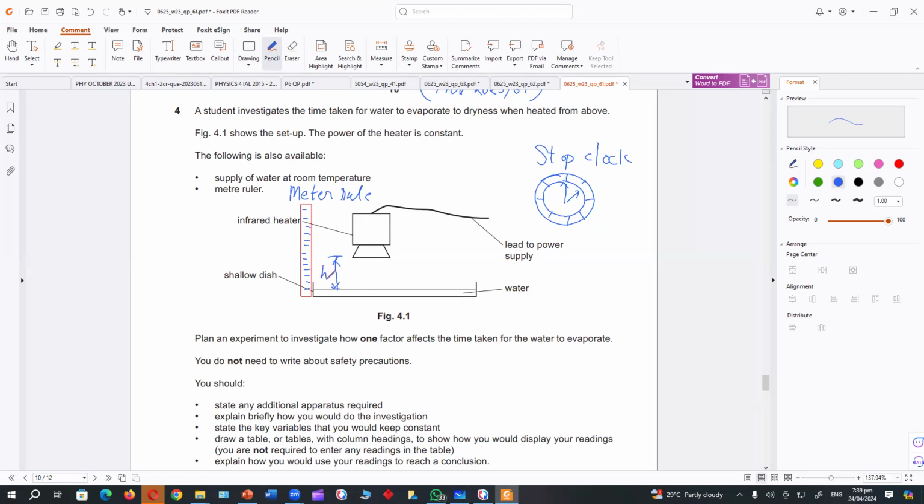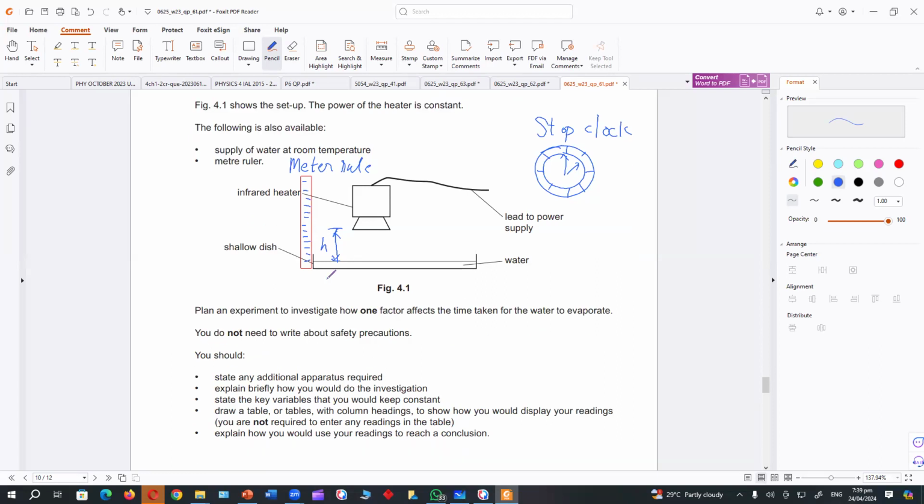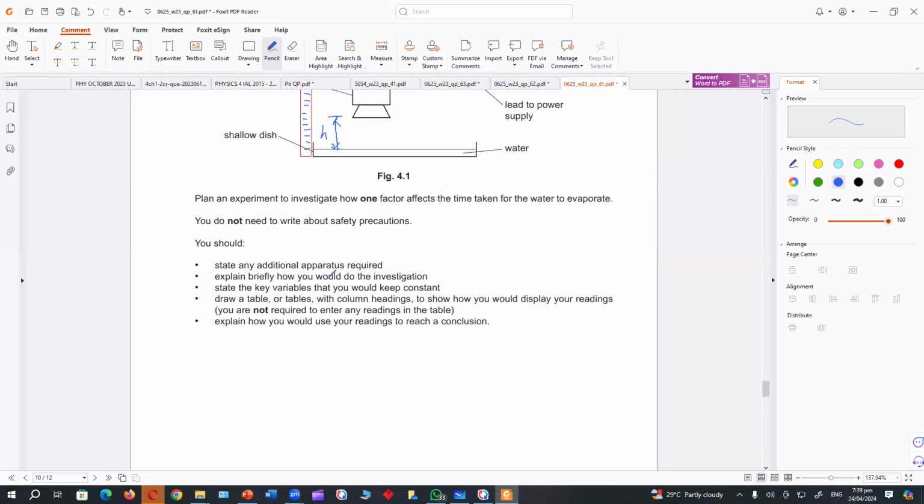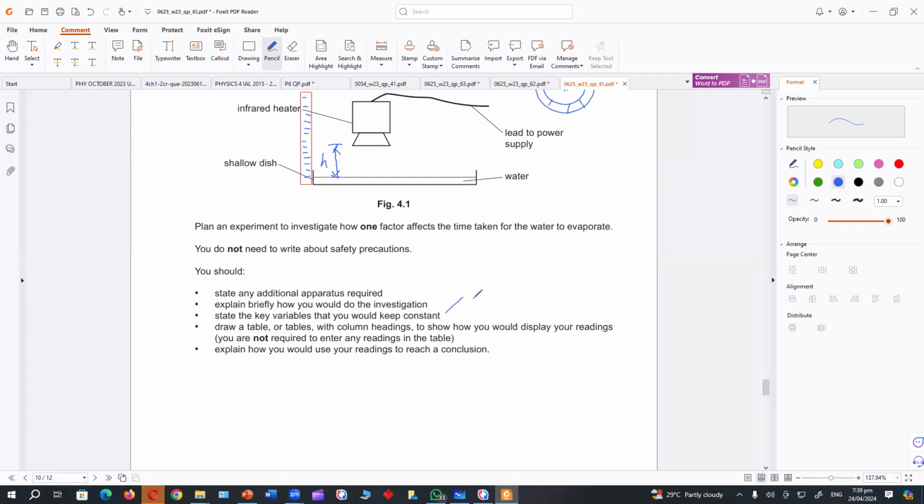So this is my plan. I will change the factor. I'm taking the factor as the height and the time in which it totally dries out. So this is my plan.